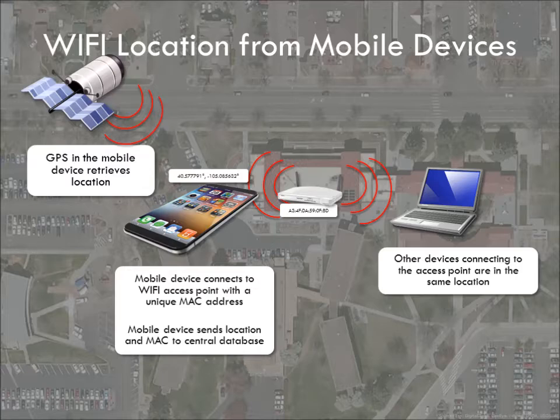And with that information, Google, in fact, with some of their Android devices, will post that information back to their servers. With that information in their servers, they can assume that other devices, such as laptops that connect to the same access point that the phone did, will be in the same location. This is a very interesting technique that they're using, and in fact, this is one of the ways that their location services are able to find the location of a laptop on a Wi-Fi network.